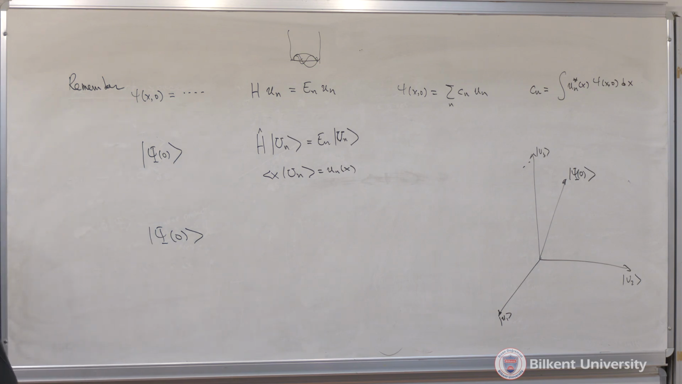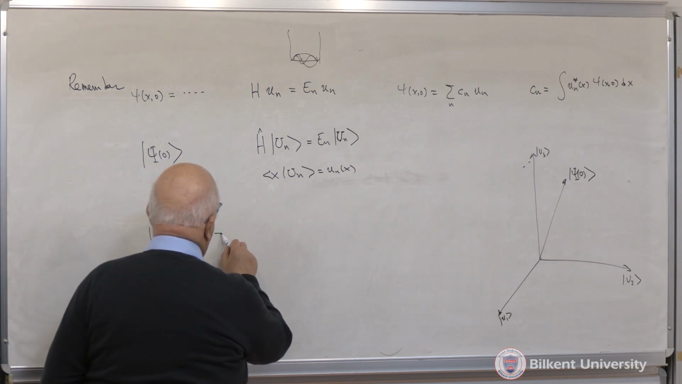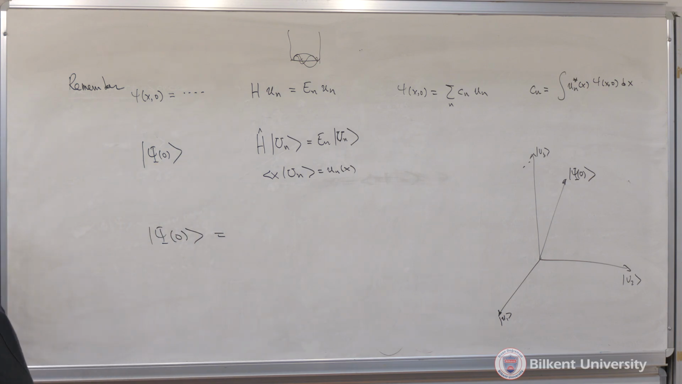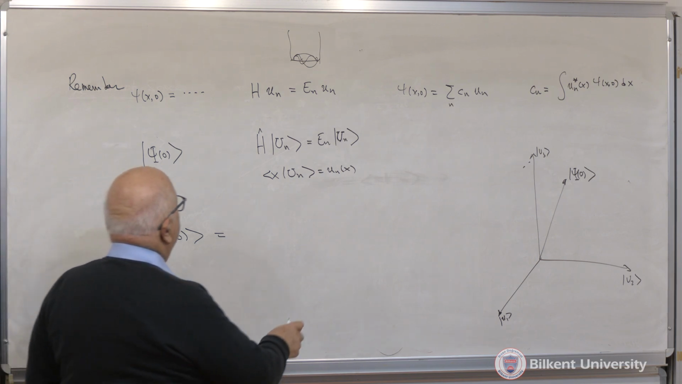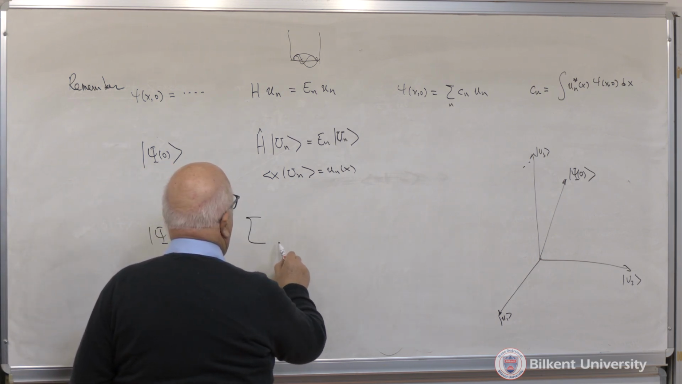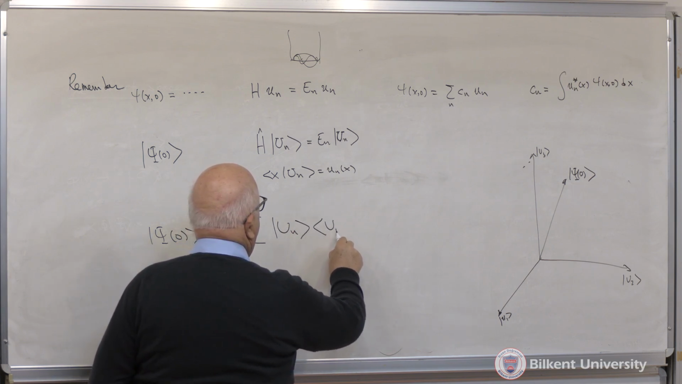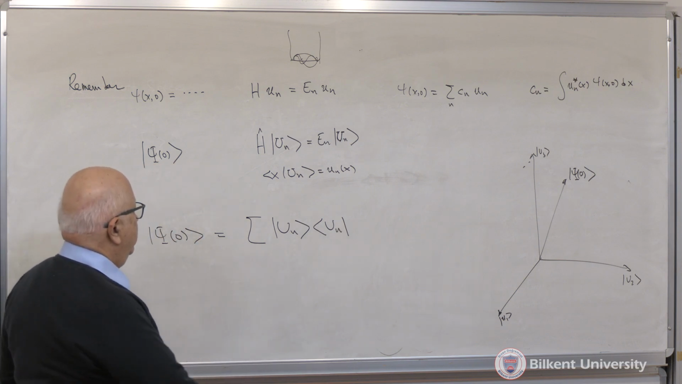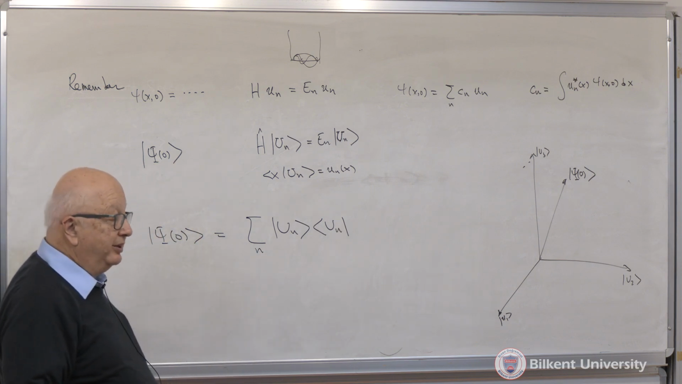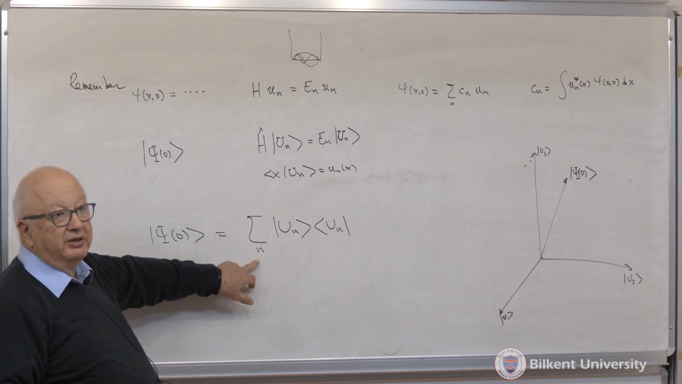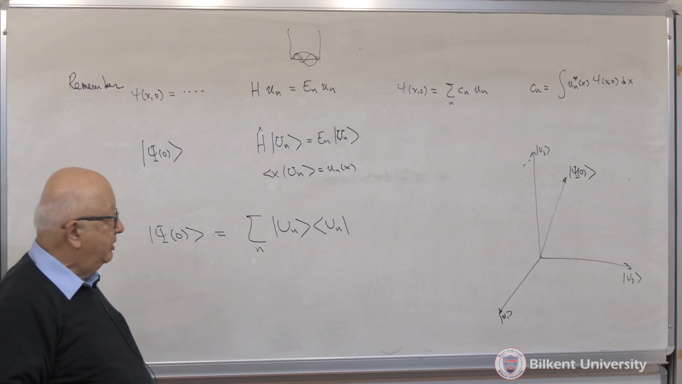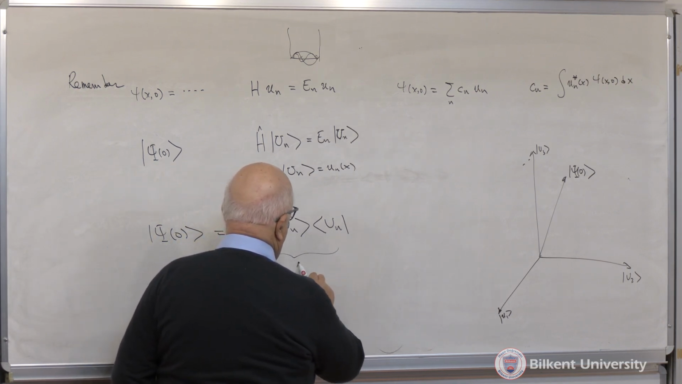Yes, you can take the inner product. So we just put in an identity operator, which is going to be |un><un|, summed over n. Instead of the integral, I now have a summation over n because these are discrete. And this is the identity.